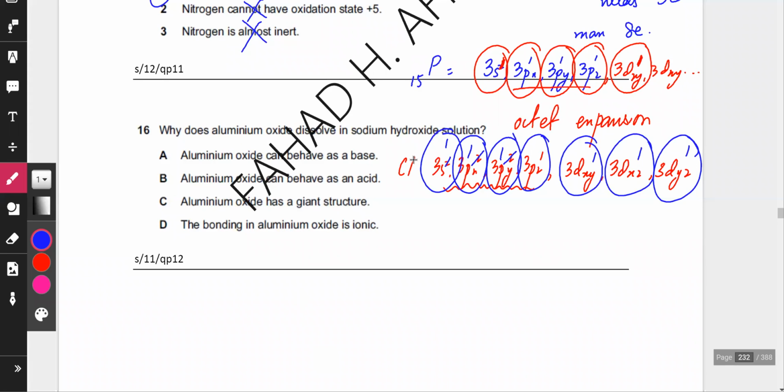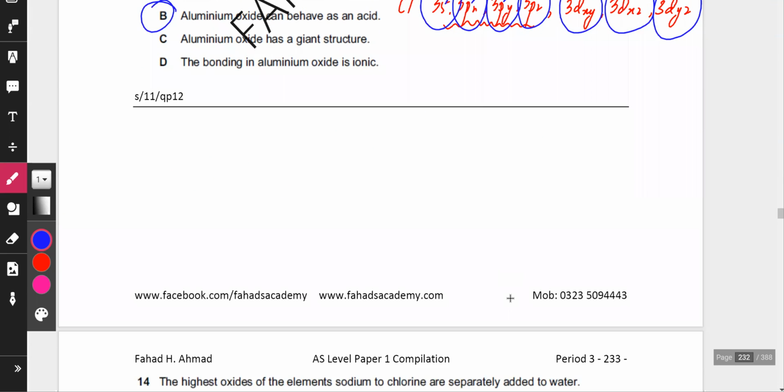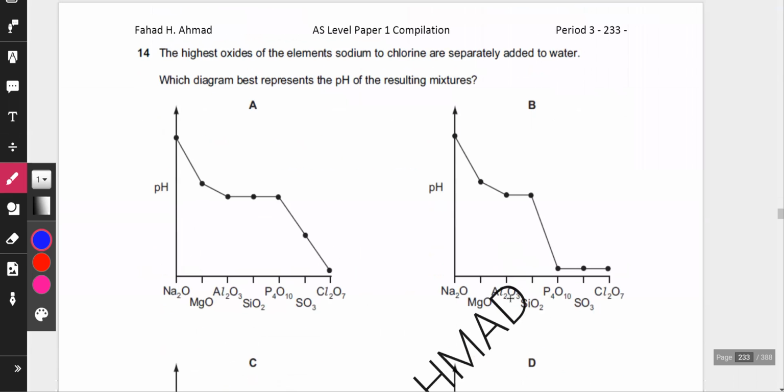And so, why does aluminum oxide dissolve in sodium hydroxide? Because it's amphoteric, so it can behave as an acid. So that's the reason.